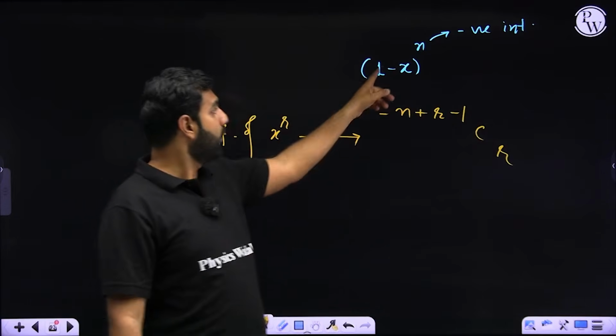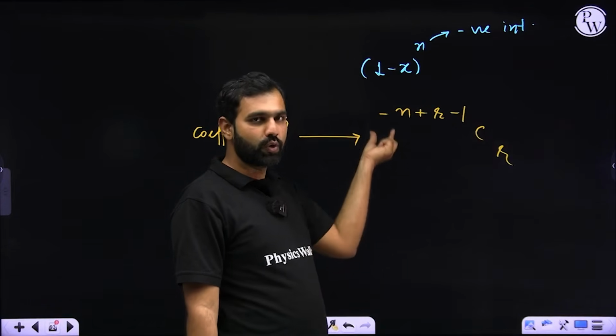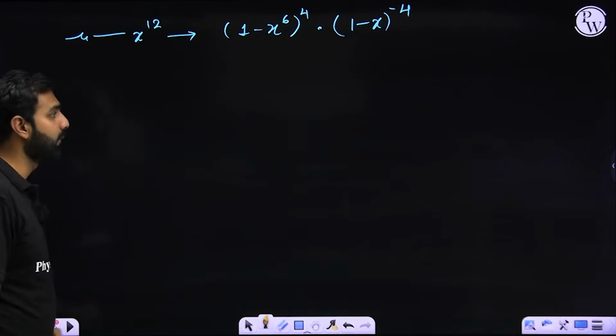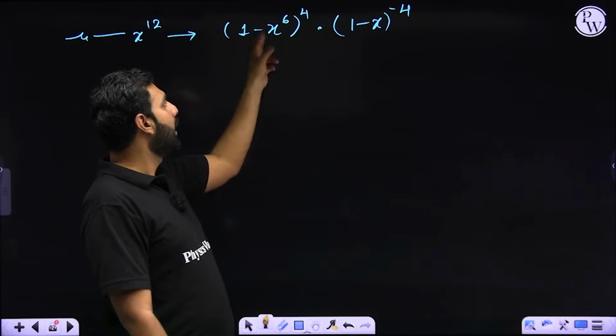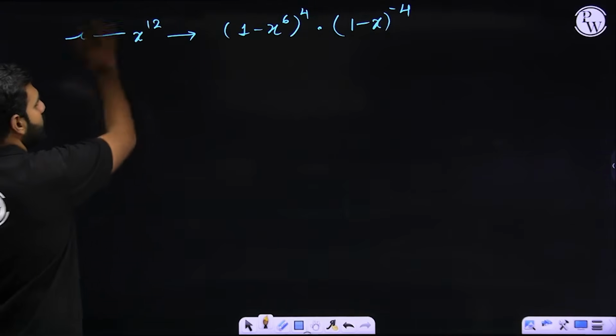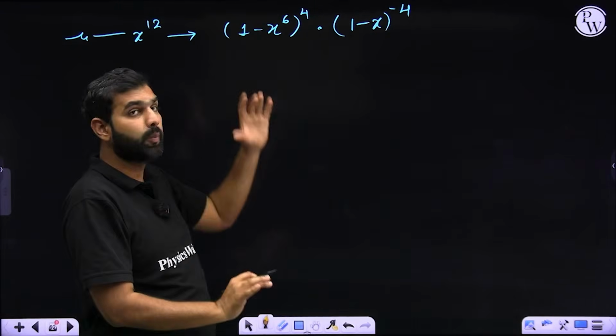But had it been 1 plus x, I should have introduced another coefficient here, 1 minus 1 to the power r. That is not what I'm worried about. Now, let me get back to this part. 1 minus x to the power 6 whole raised to the power 4. I want the coefficient of x to the power 12. Let's expand it through binomial theorem.